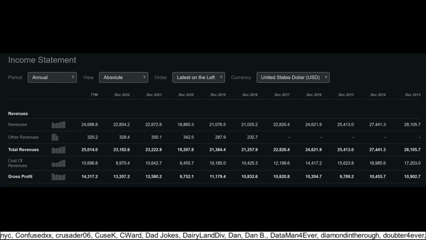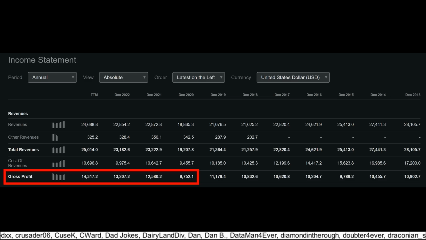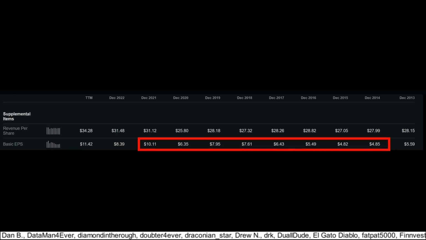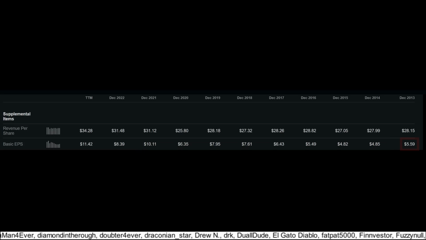And so not only has their gross profit counterintuitively gone up, but now check out their earnings per share from their income statement. What we see is that their trailing 12-month earnings per share is at $11.42, and it was at $8.39 last year. Then it meanders up and down a bit going back through time until we get to 2013 when it was only $5.59 per share.